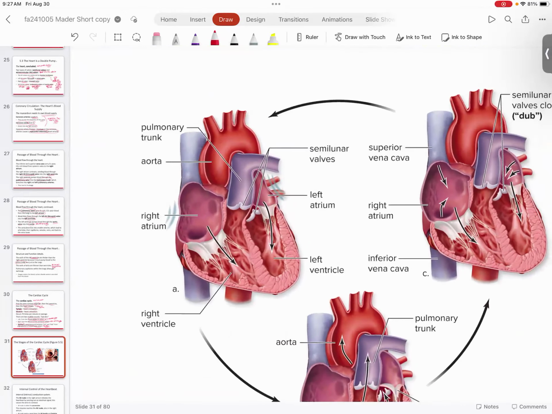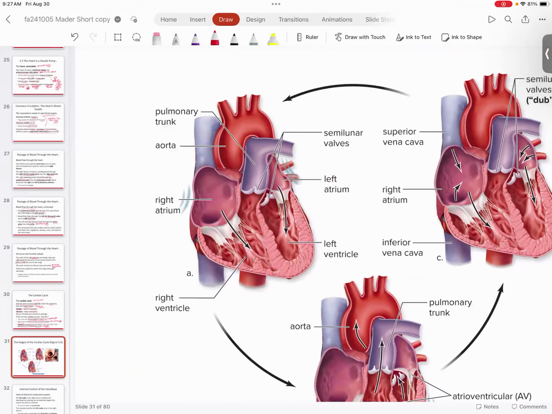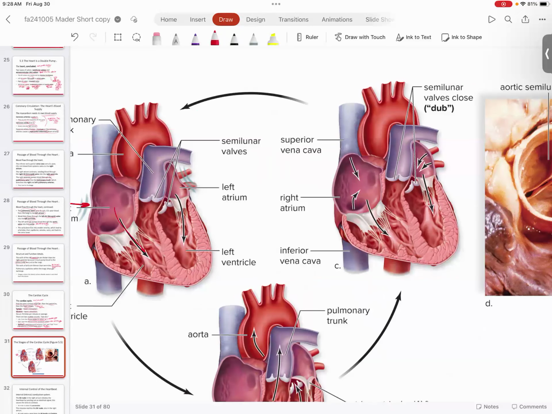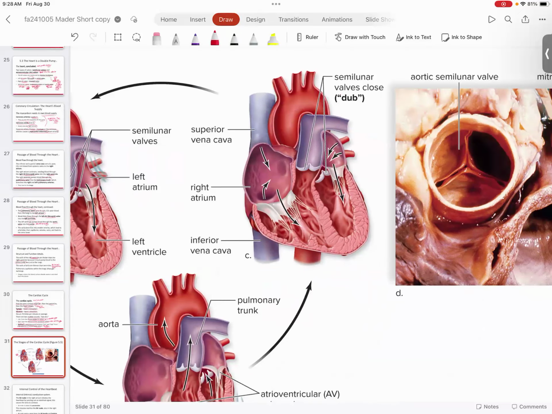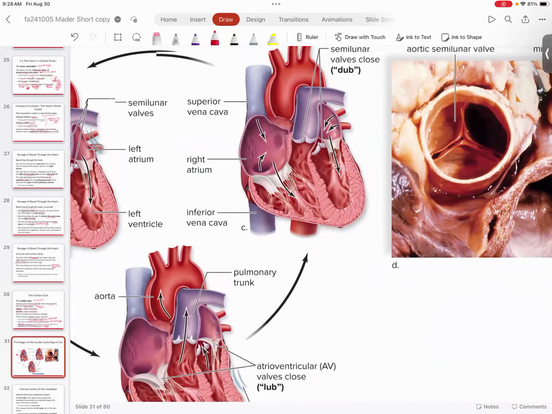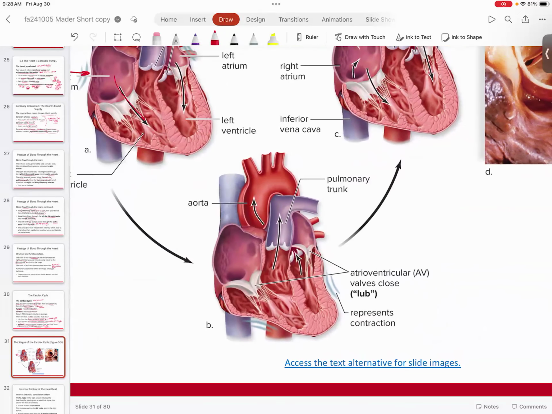So we're going to start off, first of all, with A. So notice right here, the first thing is you get atrial systole, contraction of the atria. So you can see the atria are contracting. It's pushing the blood into the ventricles, and it's filling up the ventricles. The next piece is going to be the contraction of the ventricles. So now we have ventricular systole.